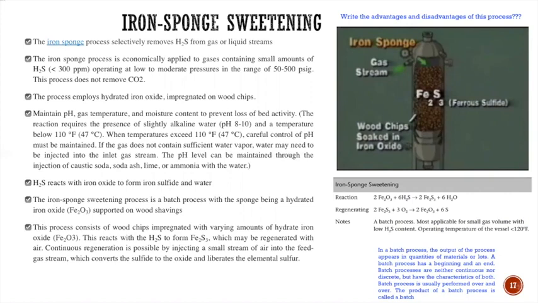So typically it has been seen that within 10 cycles this wooden chips column should be replaced, so that the efficiency can be maintained, otherwise the efficiency will go down, right? So this is regarding the iron sponge sweetening process, and this is a typical adsorption process, right?